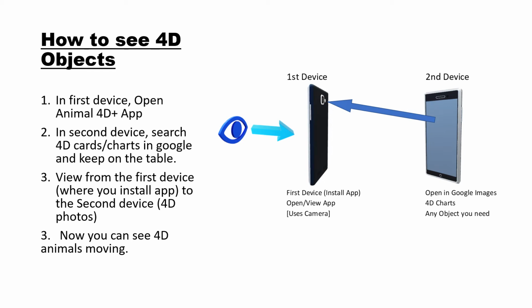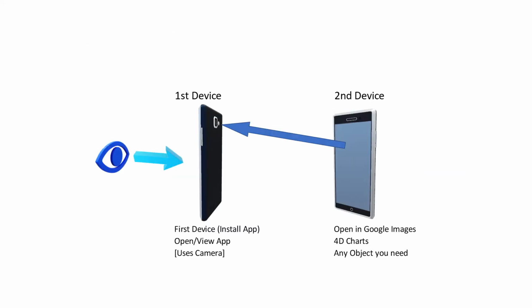It uses the camera. You need to put the camera side on the Google photo. In the first device, install the app, and it uses the camera. In the second device, open Google Images, 4D images if you want to see them, and any object that you want, only in 4D.